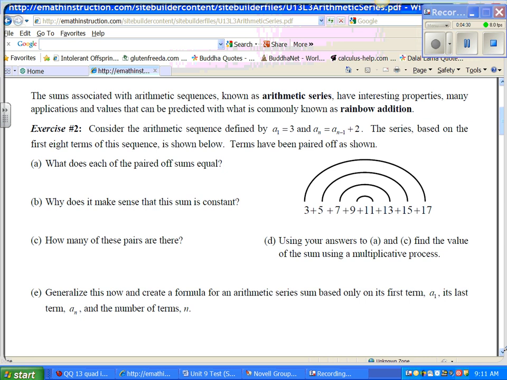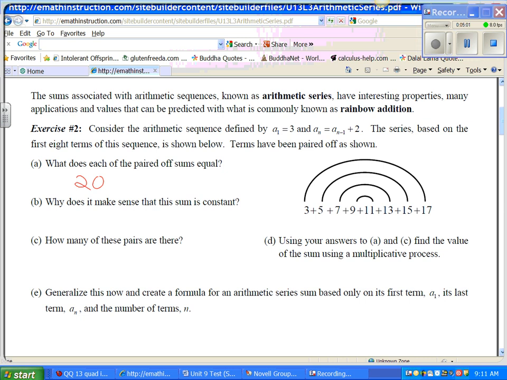All right, so consider the arithmetic sequence defined by a sub 1 equals 3, and a sub n equals a sub n minus 1 plus 2. The series based on the first 8 terms of the sequence is shown below. Terms have been paired off. Notice how they're paired off, first with last, second with second to last, third with third to last. Got it? So what does each pair of sums equal? 20.